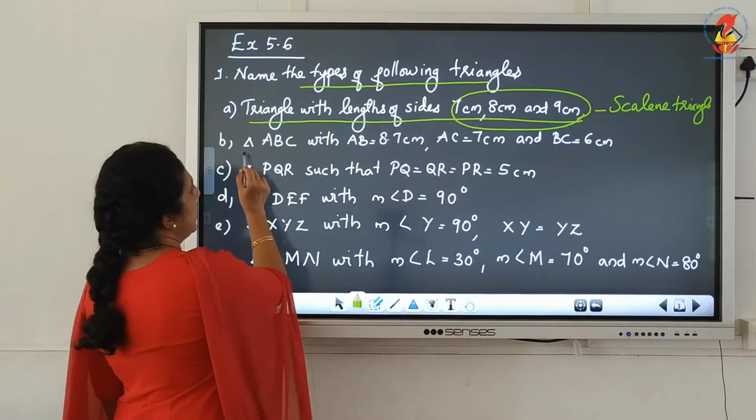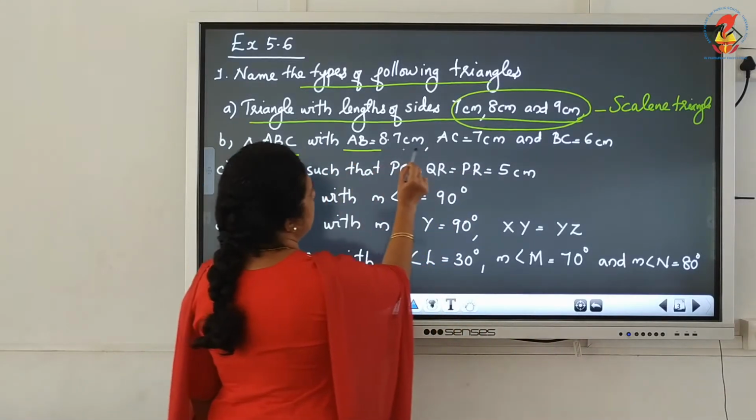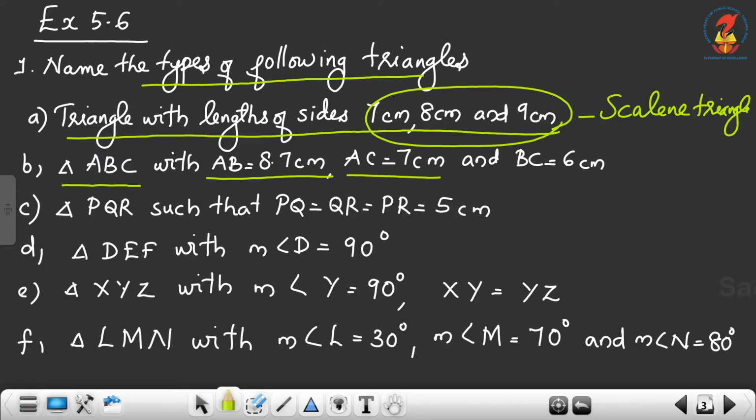Now, triangle ABC with AB 8.7 centimeter, AC 7 centimeter and BC 6 centimeter. If you want, you can just draw a triangle. We can name the triangle ABC. We can mark the measures AB 8.7 centimeter, BC 6 centimeter and AC 7 centimeter. What about the length of the sides? Whether they are equal? No, they are different. So what type of triangle? It is a scalene triangle. So here also the answer is a scalene triangle.